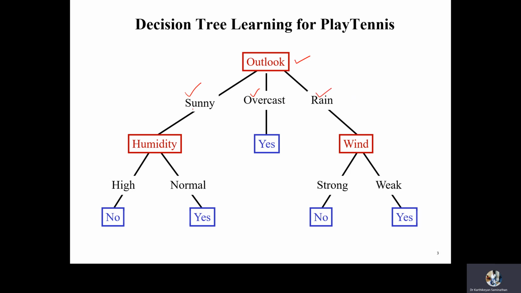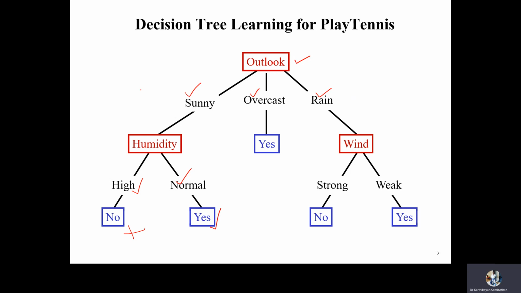Now the sunny branch is divided under humidity. Sunny is one of the parameters, then this is the humidity. Humidity has two divisions: high humidity and normal humidity. If the humidity is normal, then he will go for playing tennis. If the humidity is high, then no one will go for playing tennis.